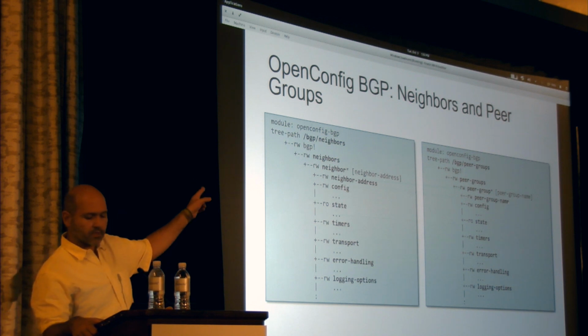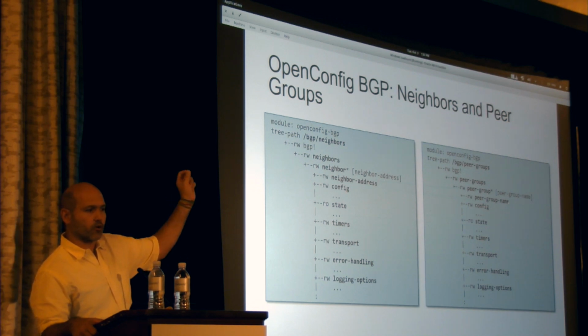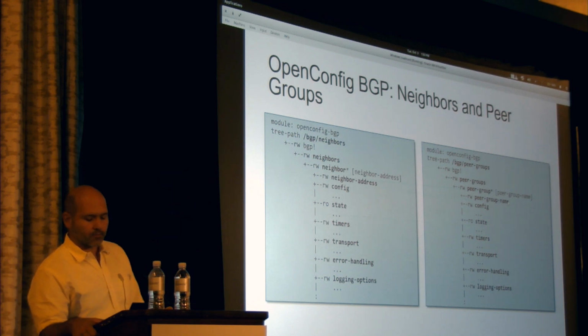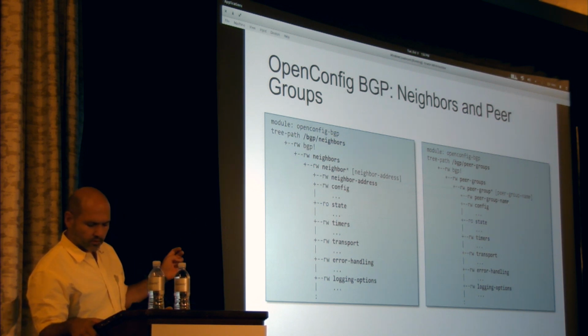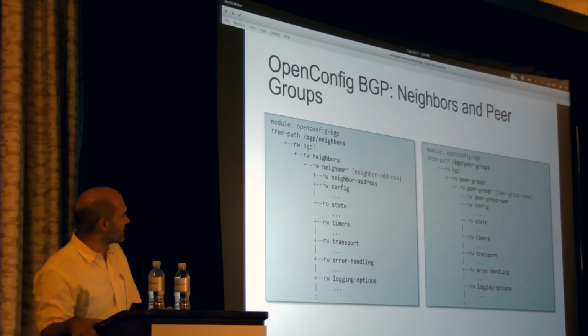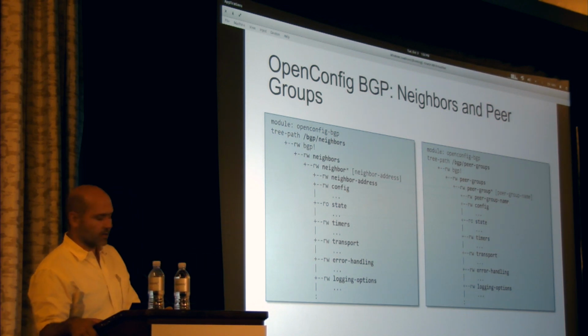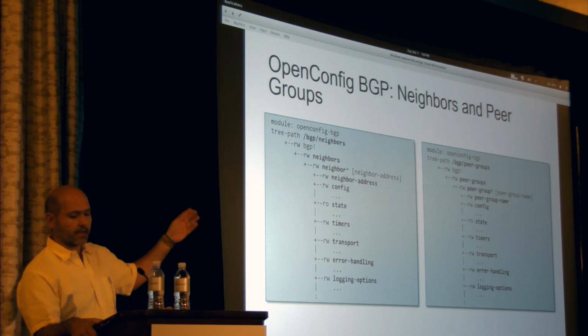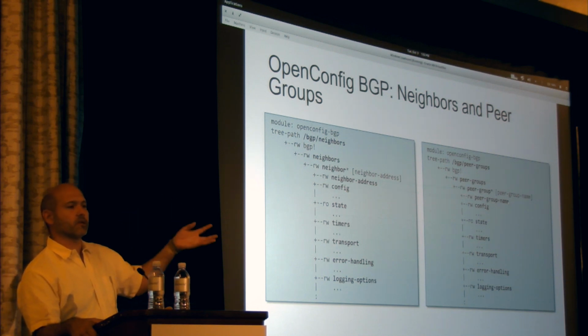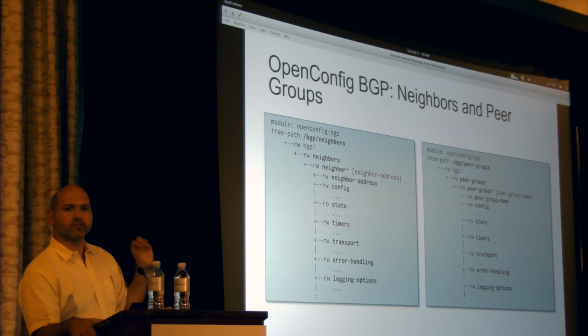Under BGP there's a top container, peer groups, that has a list of peer groups. The peer group star indicates that it's a list, that you have multiple of those, and the key is the peer group name. We see 1, 2, 3, 4, 5, 6 different containers, and again, I had to crop the output, so there are at least 6 containers under each peer group. We find the common pattern of a config and state container, and as I mentioned before, timers, transport, error handling, and logging options will have their own config and state containers inside them.